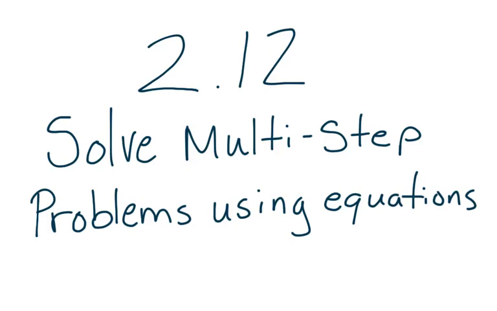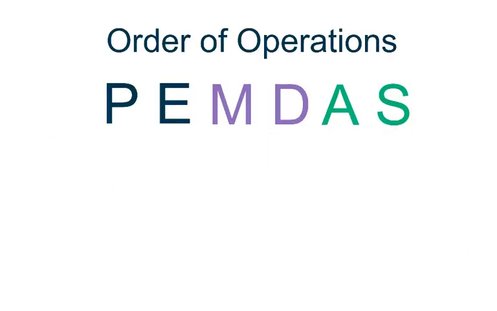Our last lesson in Chapter 2 focuses on solving multi-step problems using equations. Now, we just ended up solving multi-step equations back in 2.9. In this lesson, we're going to focus on creating equations to solve those problems. Now, it's really important that we understand our order of operations in order for us to solve these problems.